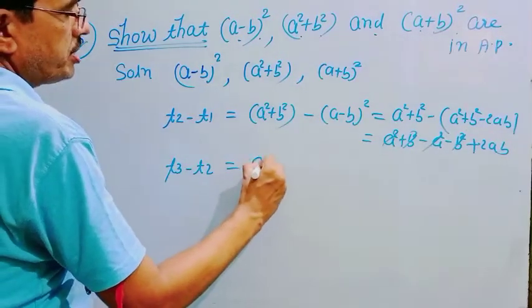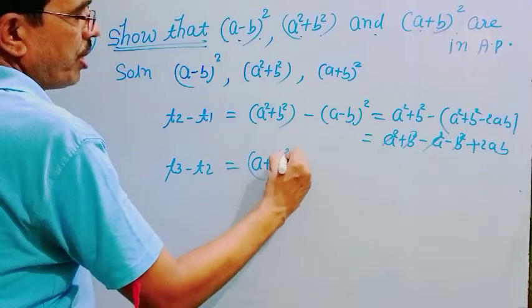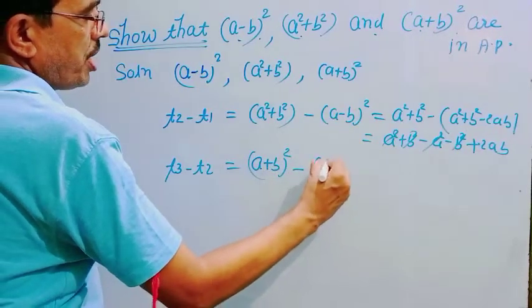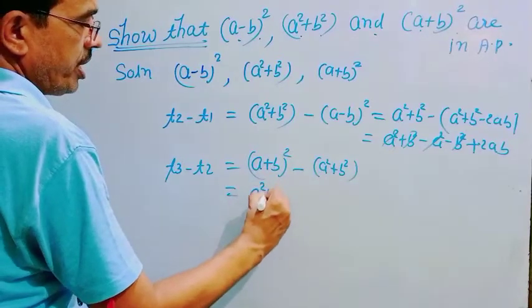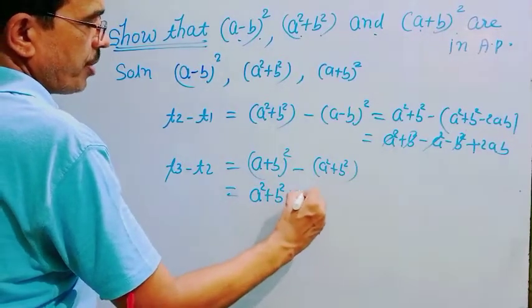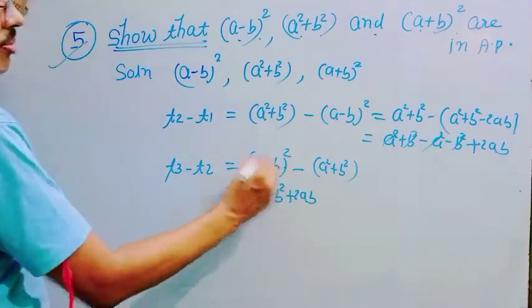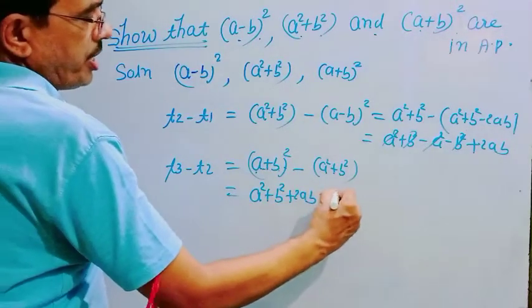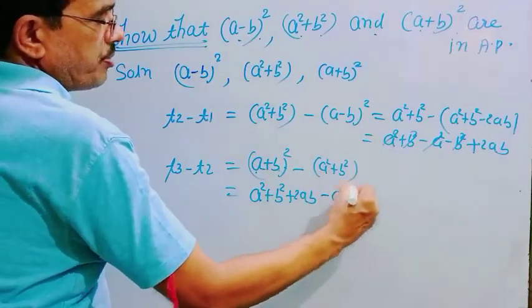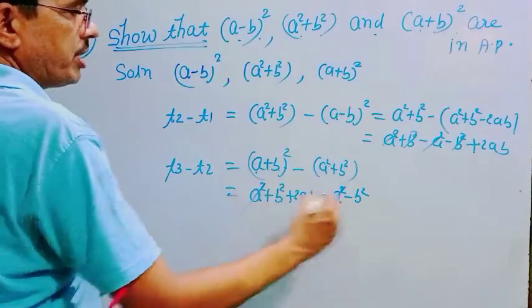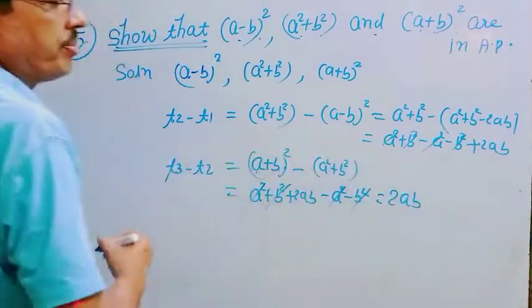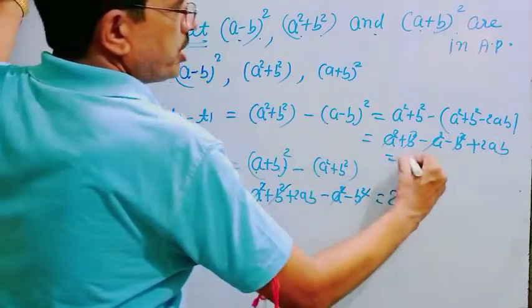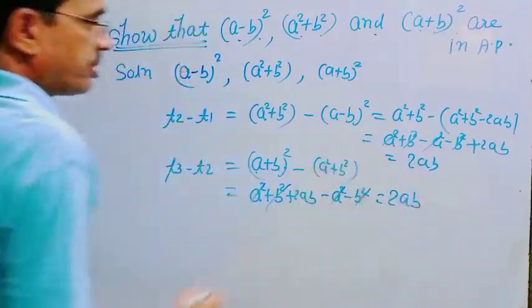Then T3 is (a + b)² minus (a² + b²). What do you get here? You get a² + b² + 2ab, because it is the formula of (a + b)², and it is minus a² minus b². This a² cancels, this b² cancels, then what remains? There is 2ab. So this is 2ab and here is also 2ab.